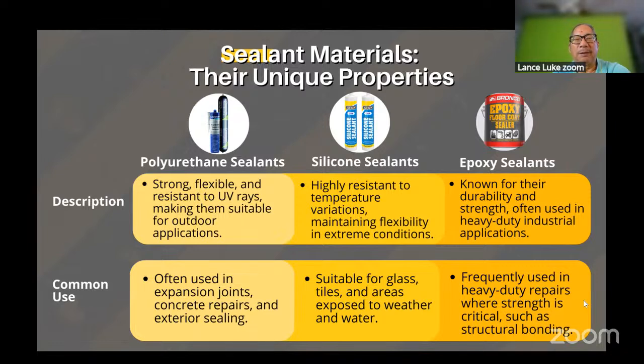Silicone, used for glass, tile, areas exposed to weather and water. Highly resistant to temperature variations. And then epoxy, it's normally used for heavy duty industrial applications where strength is critical, such as structural bonding, for instance, locations such as parking decks and exterior commercial buildings.